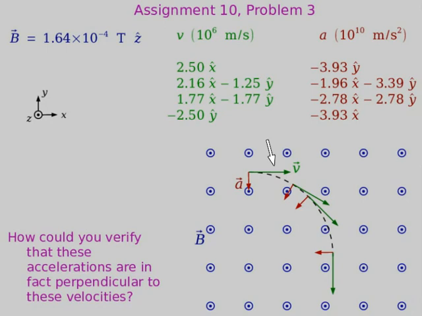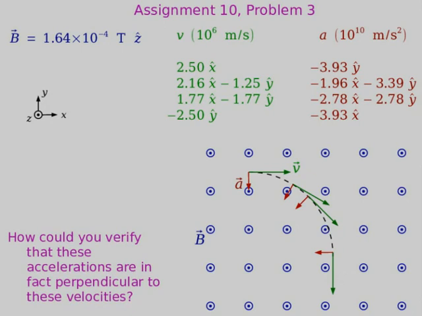And that's good, because when you get to 10 to the 8th meters per second, it's close to the speed of light and scary stuff starts happening we don't want to worry about. So you have that V. The second one is 2.16 x-hat minus 1.25 y-hat, both times 10 to the 6 meters per second. The third one is moving at a 45-degree angle because the x-hat and y-hat have the same magnitude, and the second one is moving entirely in the minus y-hat direction.